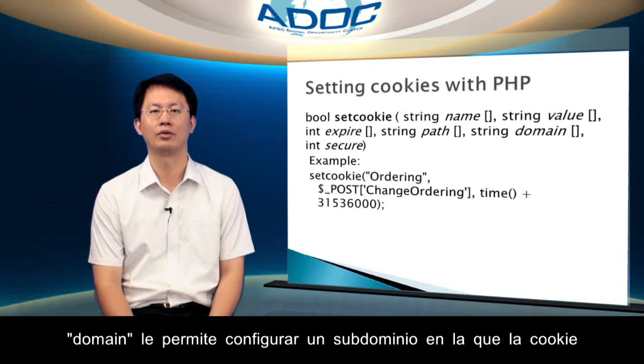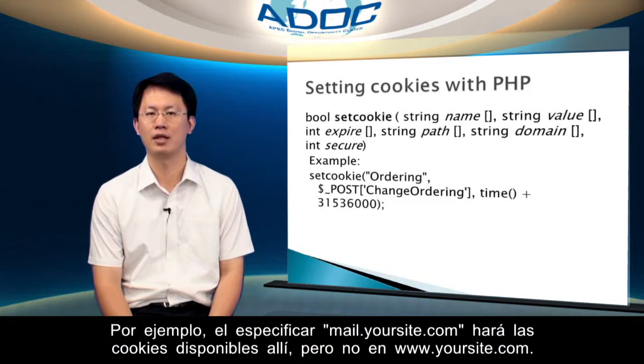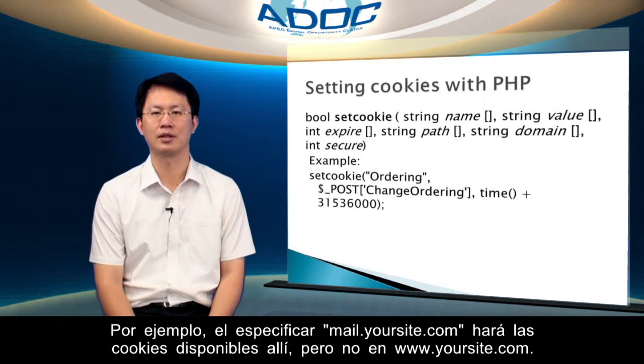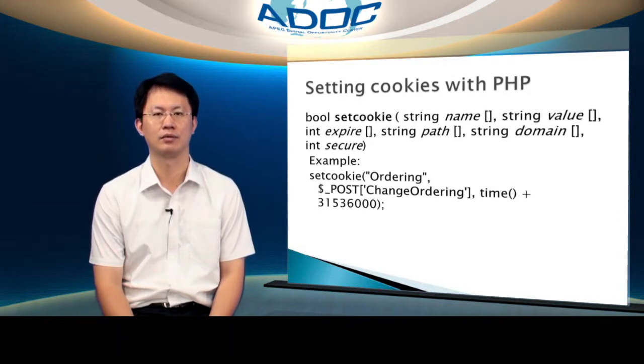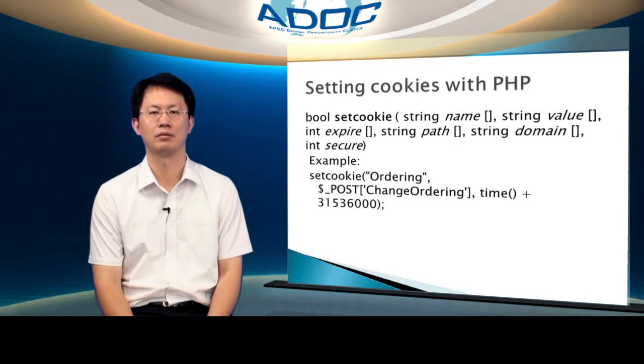And domain allows you to set the subdomains in which the cookie is active. For example, specifying mail.yoursite.com will make the cookie available there but not on www.yoursite.com. Use .yoursite.com to make the cookie available everywhere.